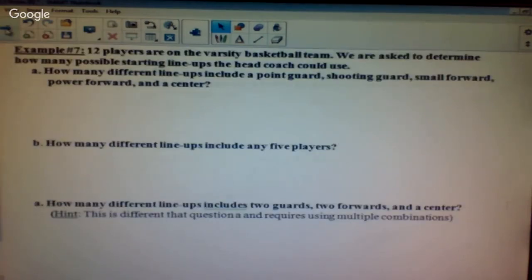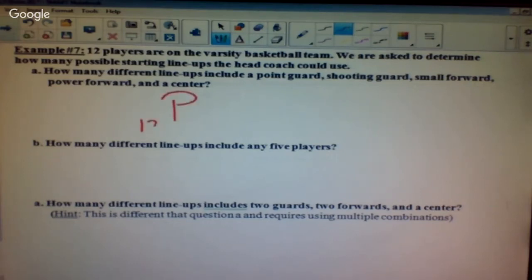12 players are on the varsity basketball team. We are asked to determine how many possible starting lineups the head coach could use. How many different lineups include a point guard, shooting guard, small forward, power forward, and a center? That's that P right there. Yeah, that's permutation. 12 and 5. I have 5 positions: point guard, shooting guard, small forward, power forward, and a center. And then the next one's C. Any 5 players. They're not giving a specific job.